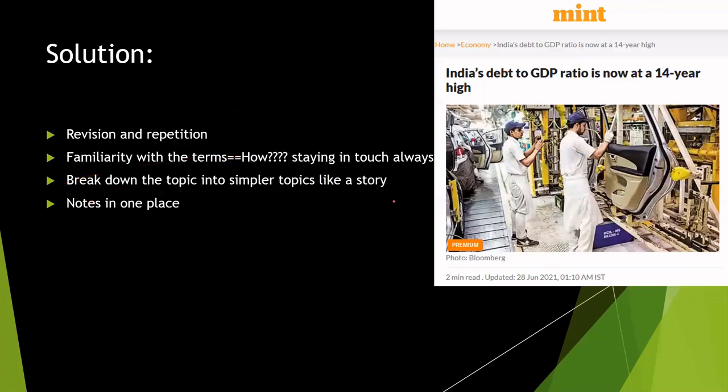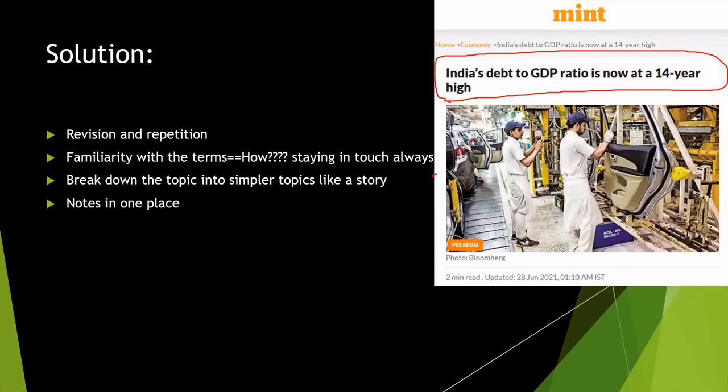look at this particular news report that has come. Some of you must have read this already. I won't be giving you the content of this newspaper article, but India's debt to GDP ratio is now at a 14-year high.